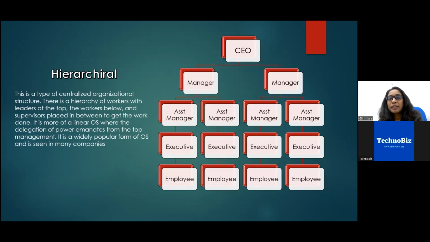As a result, the organization suffers from lack of creativity as innovative ideas have to work their way up through various levels of management. Also, each employee communicates with their immediate superior and subordinates only. This reduces coordination at various levels of power and department. This is the typical organizational structure that I can show you here: CEO, followed by some managers, associate or assistant managers, executives, and employees.